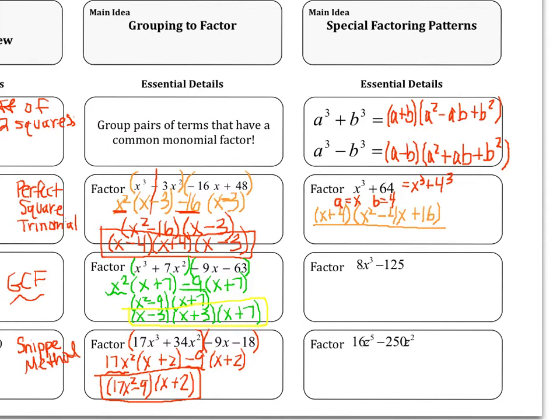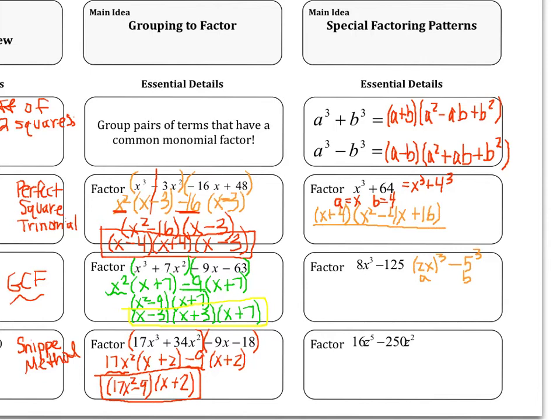For my next problem here, factor 8 times x to the third minus 125. So really, I know that 8 is 2 to the third power. So really, I have 2x to the third power minus 125, which is 5 to the third power. So these are just patterns or numbers that you need to look for. So it's minus 5 to the third power. So my a is 2x and my b is 5. So I'm going to follow the second pattern, because the second pattern is a to the third minus b to the third.